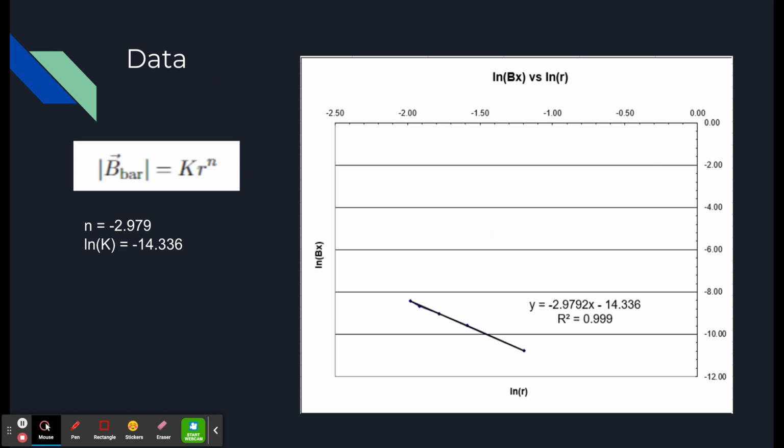This is the data we got from the physical experiment. We used the log graph in order to linearly correlate the displacement and the magnetic field. For this lab, we assumed that the magnetic field is equal to k times r to the power of n. We needed to determine k and n, which we did from the graph on the right. In this graph, the magnetic field is on the y-axis and the displacement is on the x-axis. n is the slope, which is about minus 2.97, and the y-intercept is k, which is about minus 14.336.